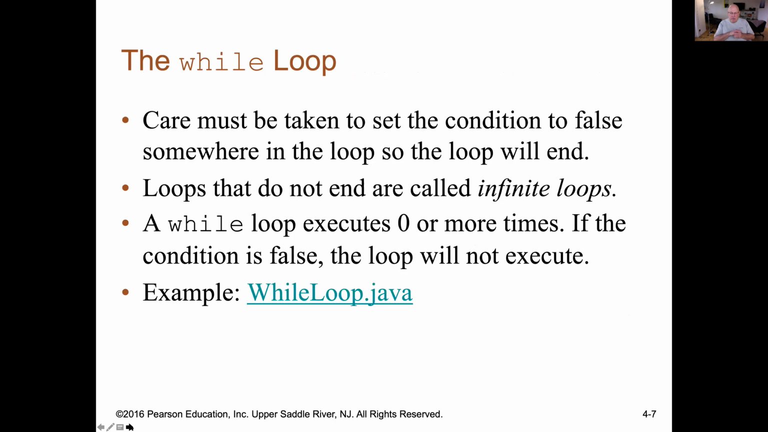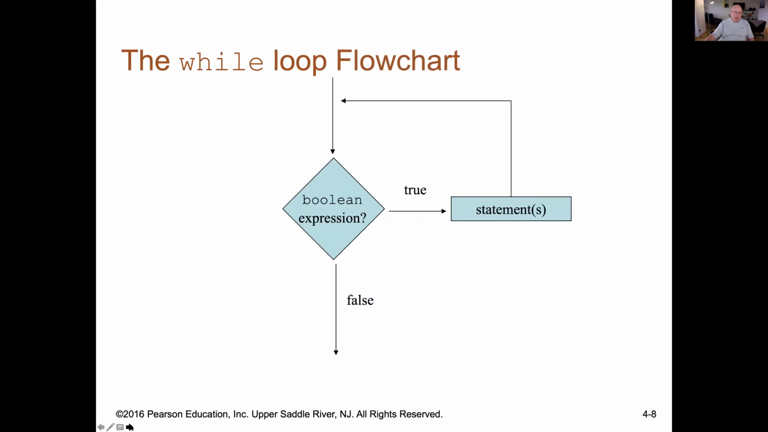Care must be taken to set the condition to false somewhere in the loop, so that the loop will end. Loops that do not end are called infinite loops. A while loop executes 0 or more times. If the condition is false, the loop will not execute. This is an example of the while loop flowchart.